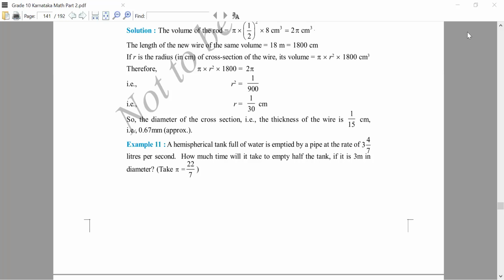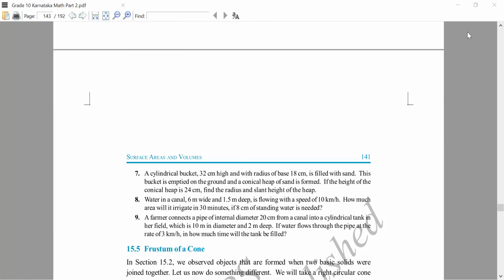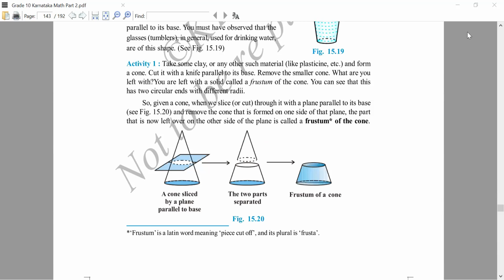So, all right, can I have your attention on the board right now? Okay, we are going to the next topic, which is frustum of a cone. Frustum of a cone is basically what you're seeing on the screen right now. That is frustum of a cone. That's how it is formed.